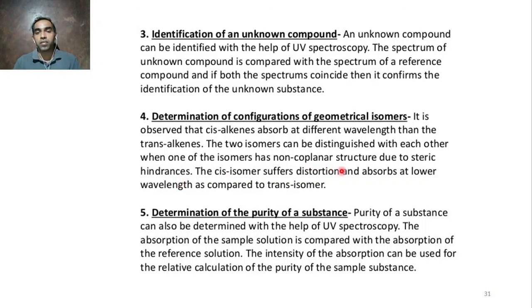The cis isomer suffers distortion and absorbs at lower wavelength as compared to the trans isomer. Why? Because if it has lost the planarity, it is unable to move. Lower wavelength means higher energy is required for the movement of those double bond electrons. So, determination of purity of a substance: you can compare with a pure sample. You can't tell specifically whether your sample is exactly the same or not, but to some extent you can compare the purity.